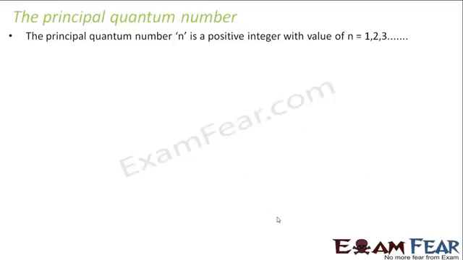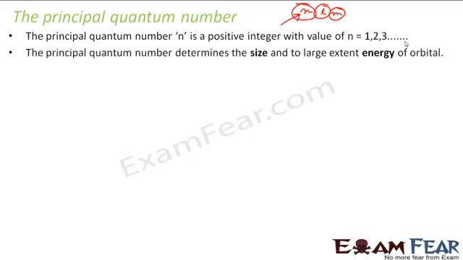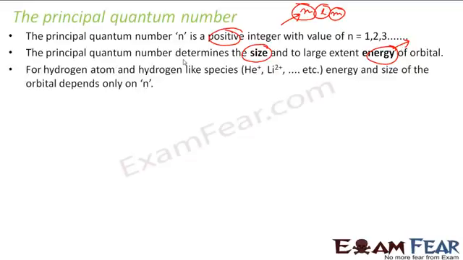Let's discuss the principal quantum number, which I have told you, for any orbital we have three quantum numbers: n, l, m. Let's discuss this quantum number. The first is n, called the principal quantum number, whose value can be 1, 2, 3, 4, and so on. It's a positive integer. This determines the size and, to a large extent, the energy. Please note, this solely will not determine energy, but it has a contribution to determining the energy of the orbital. But this determines the size of the orbital.